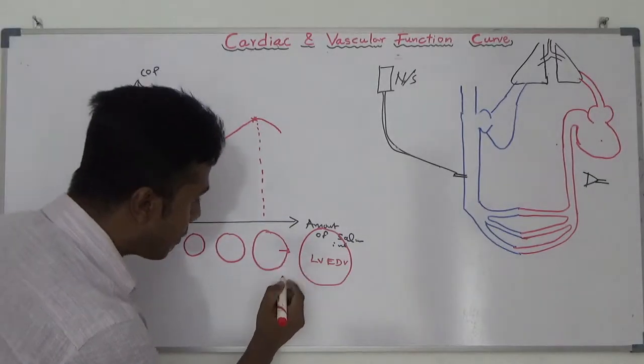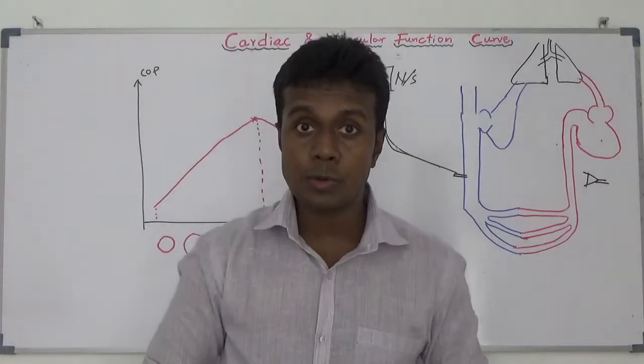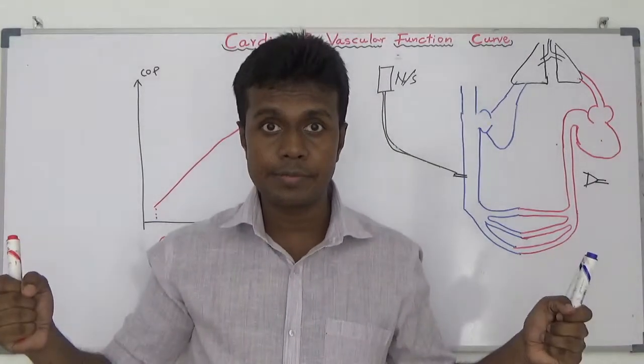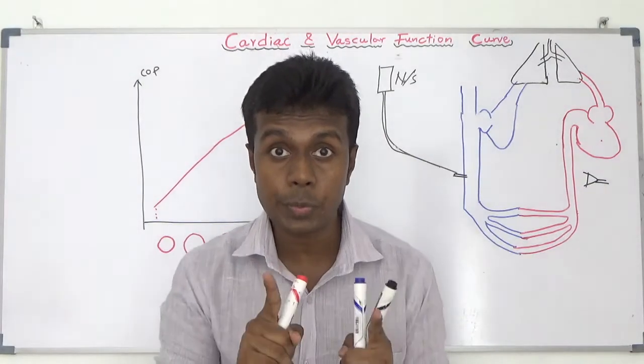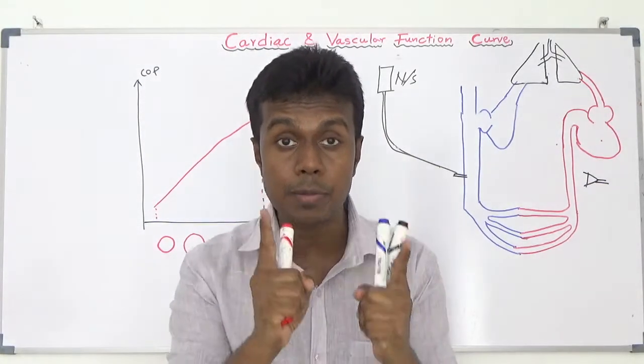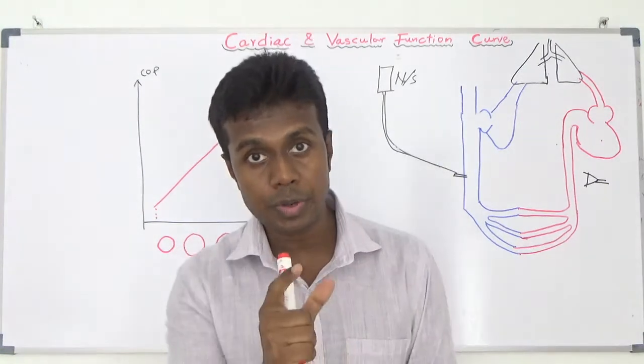Once it goes from here to here, your cardiac myocyte is stretched too much. Because of that, the heart is going to fail. Your heart is going to fail because your cardiac myocyte is overstretched.